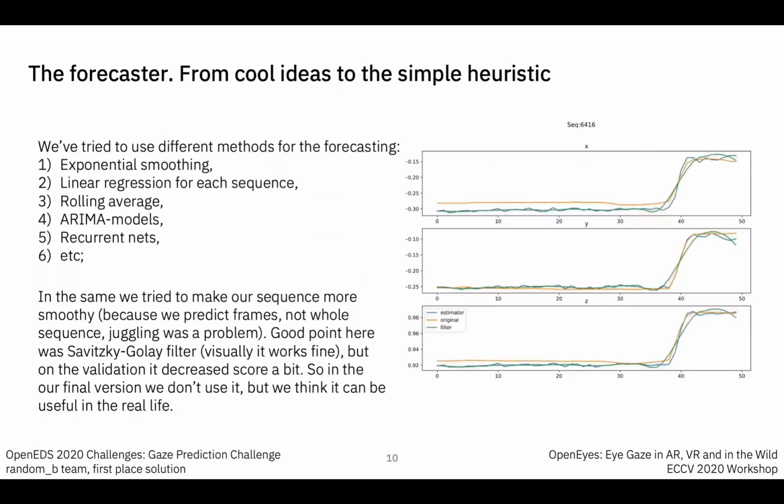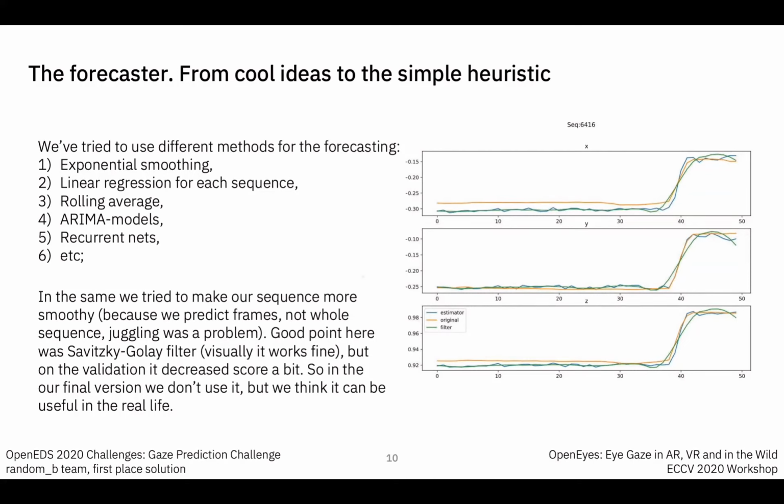What did we try to do with the forecaster? We tried different methods for forecasting, like exponential smoothing, linear regression for each sequence, rolling average, ARIMA models, recurrent nets, and other methods. We also tried to make our sequence smoother because we predict frames, not the whole sequence, and jitter was a problem for us.